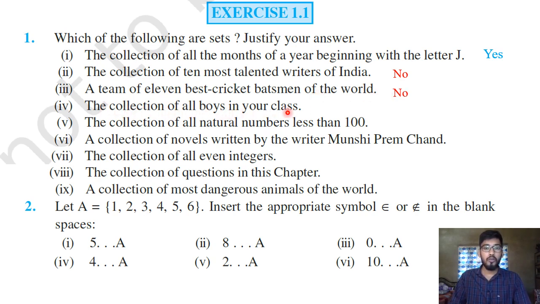The collection of all boys in your class, this is a set. The collection of all natural numbers less than 10, well defined collection. A collection of novels written by the writer Munshi Premchand, this is also well defined. The collection of all even integers, well defined collection. The collection of questions in this chapter, this is also well defined. A collection of most dangerous animals of the world. So most dangerous animals of the world, this is not well defined, so that's why this is not a set.